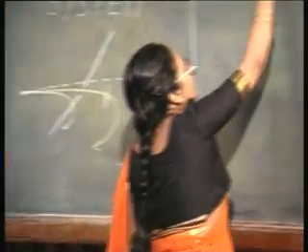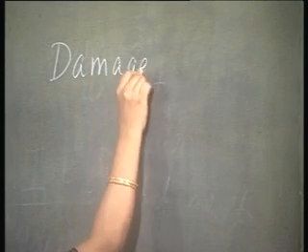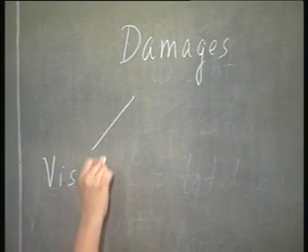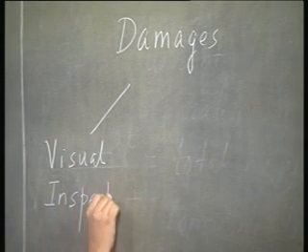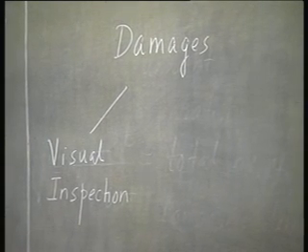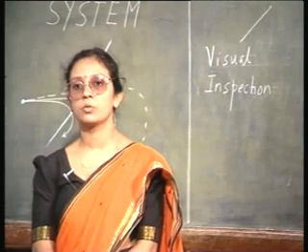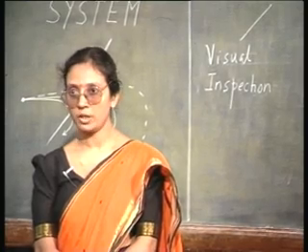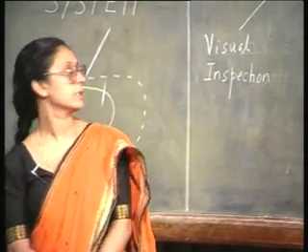So, damages can be inspected first visually. This is of course a very crude way of looking at things. Immediately after implantation you will find that the surface has become cloudy or milky. So, you know that the surface is damaged, that is all. Okay, you cannot estimate any better than that, it is a very crude way of looking at it.